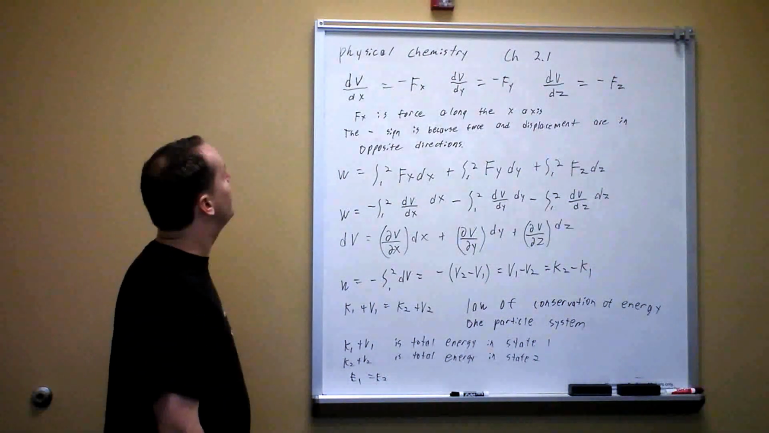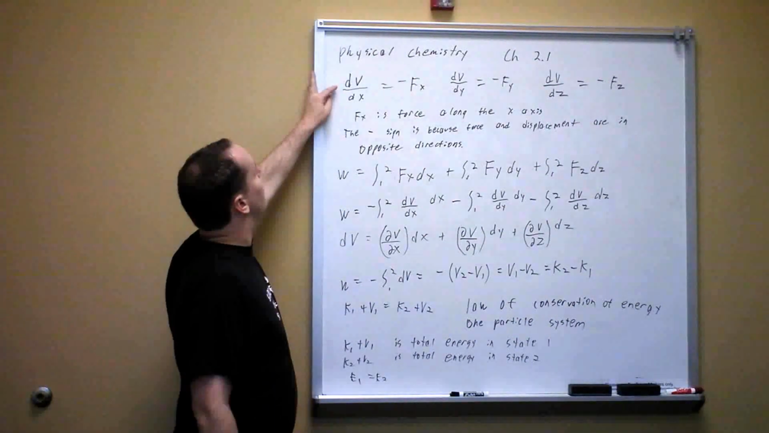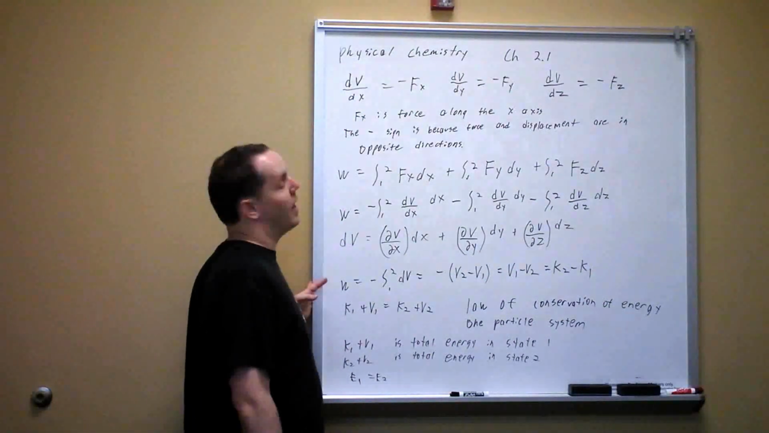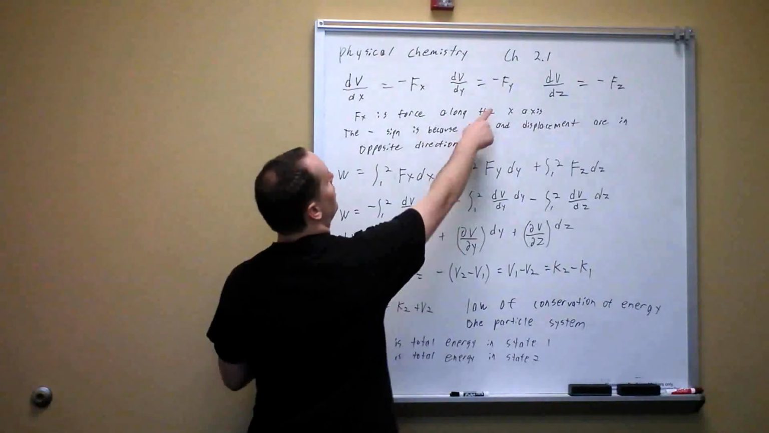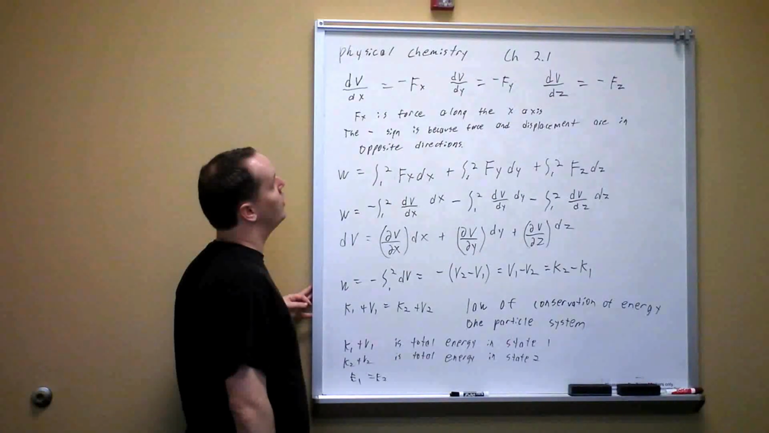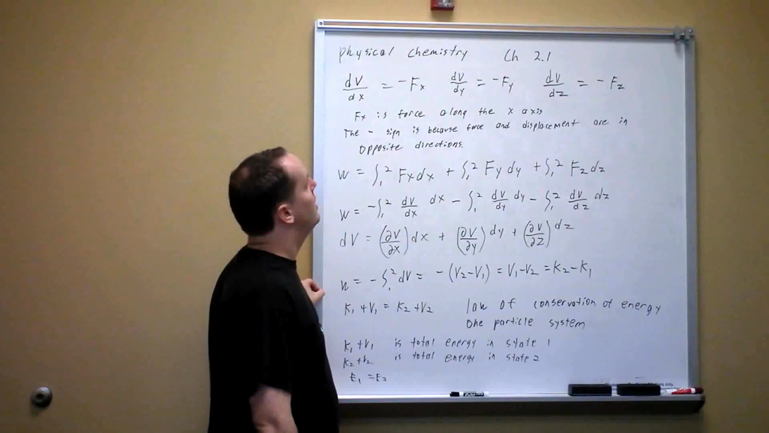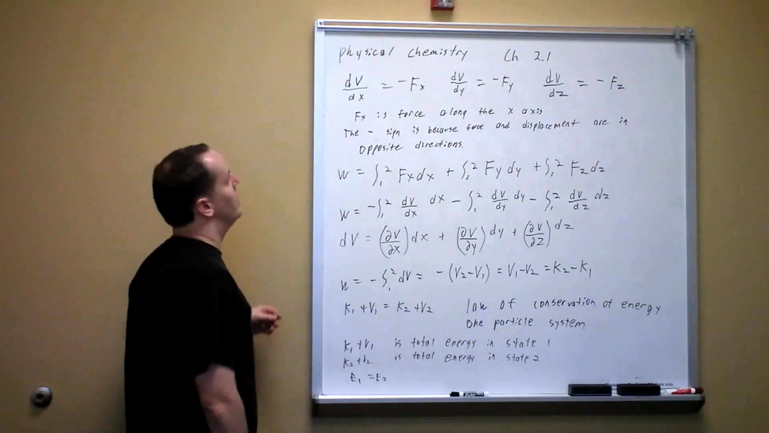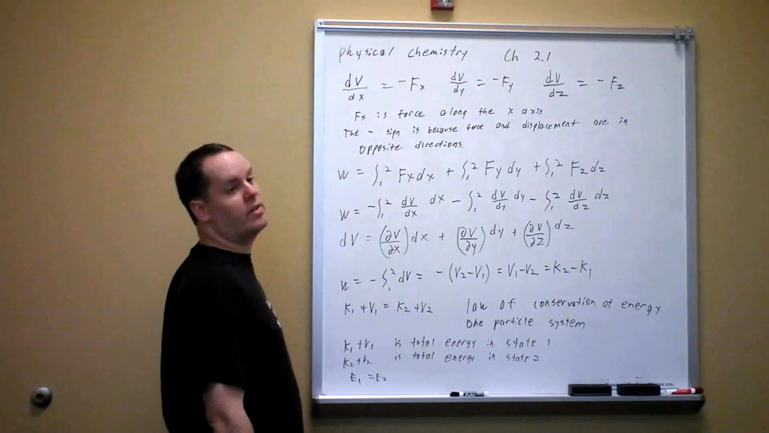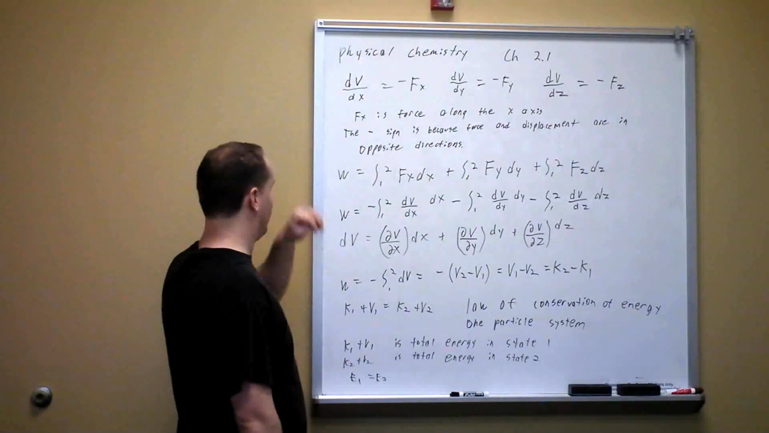Continuing on, chapter 2.1 of physical chemistry, we're going to show that the derivative of potential energy V with respect to x is equal to minus the force in x, the x component of the force. Likewise, the y component of the force is equal to minus the derivative of V with respect to y. And likewise, the derivative of V with respect to z is equal to minus the force in z, the z component of the force. So F of x is the force along the x-axis, F of y is the force along the y-axis, F of z is the force along the z-axis.